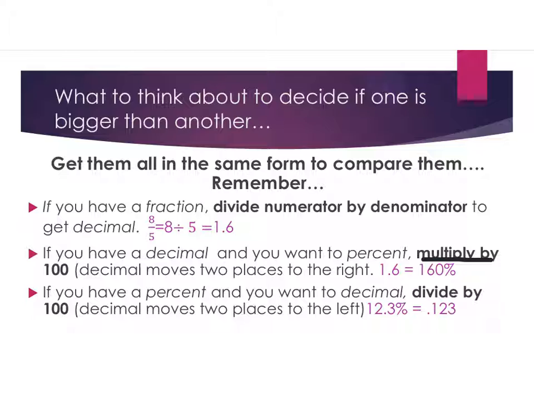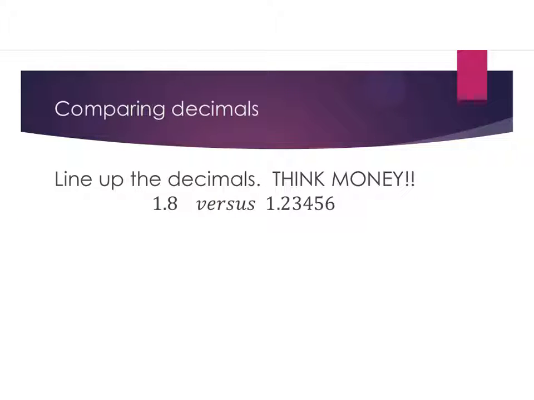And if you have the percent, you want the decimal, then you're just going to divide by 100. So here's the decimal point. Dividing by 100 moves the decimal point 2 places to the left. So you need to be able to be pretty successful with changing the forms of the numbers if you're going to compare them. That's a good first step.